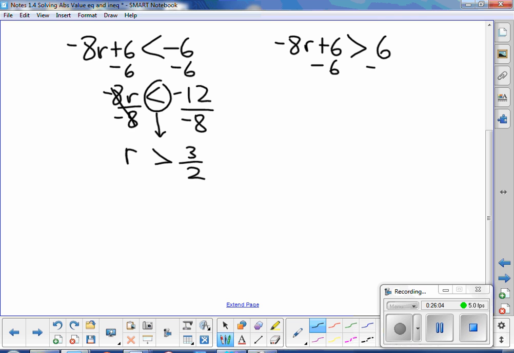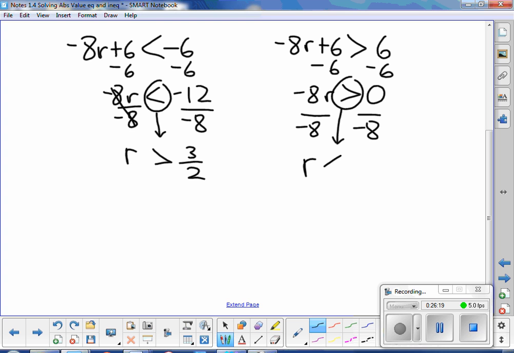All right, minus 6, minus 6. Negative 8r is greater than, that's going to be a 0, divided by negative 8. Divided by a negative means that this symbol will turn over, so it turns the other way. 0 divided by anything is a 0.